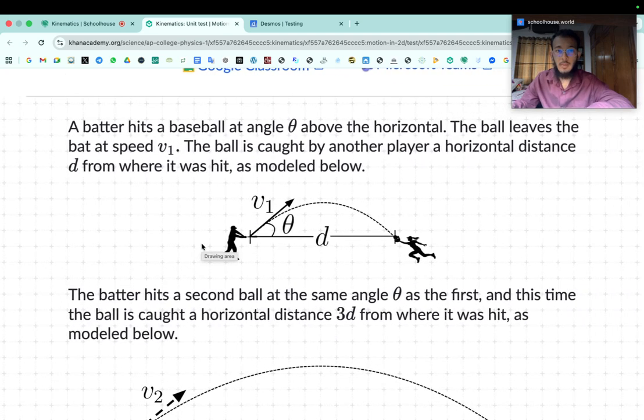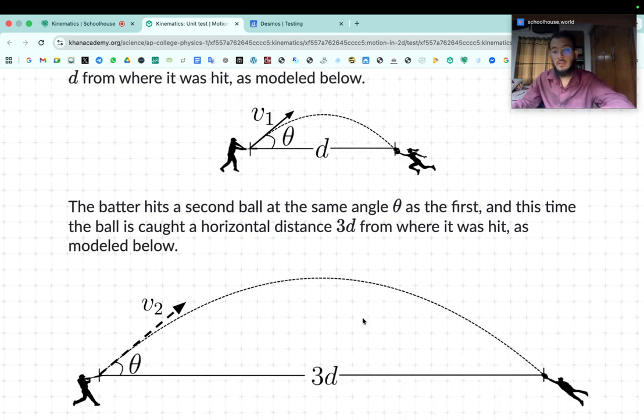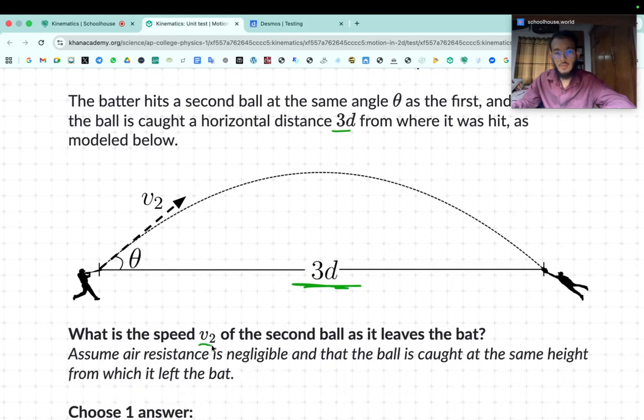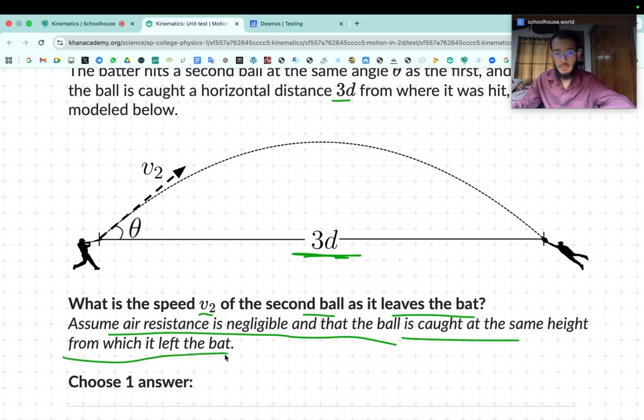A batter hits a baseball at angle theta above the horizontal. The ball leaves the bat at speed v1. The ball is caught by another player a horizontal distance d from where it was hit as modeled below. The batter hits a second ball at the same angle theta as the first, and this time the ball is caught a distance 3d from where it was hit as modeled below. What is the speed v2 of the second ball as it leaves the bat? Assume air resistance is negligible and the ball is caught at the same height from which it left the bat.